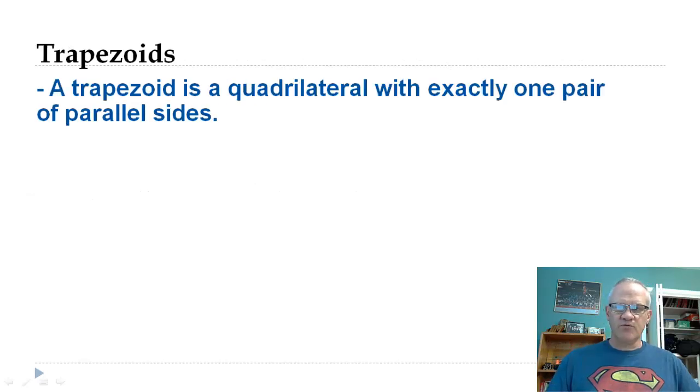We've talked about this before, but we need to remember this. A trapezoid is a quadrilateral, meaning it has 4 sides, with one pair of parallel sides. Remember, a parallelogram has both pairs of opposite sides parallel. A trapezoid, just one pair of opposite sides are parallel. So that would look maybe something like this.